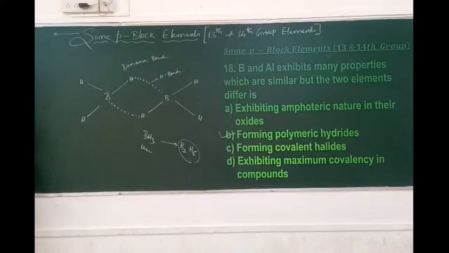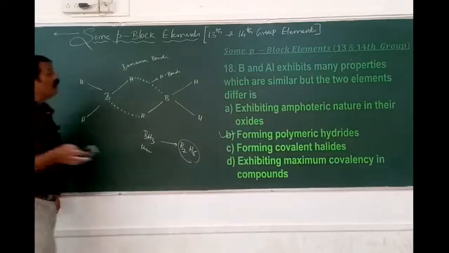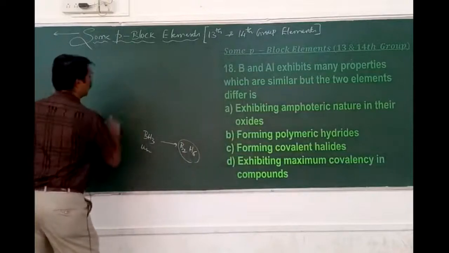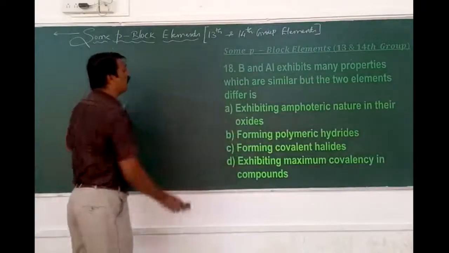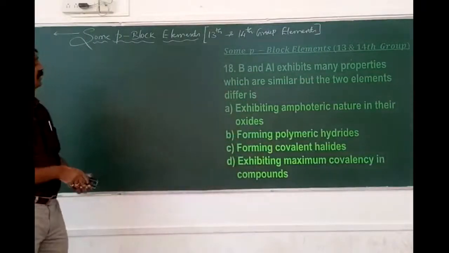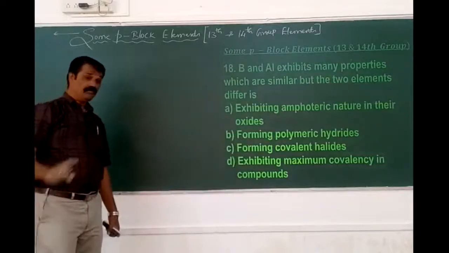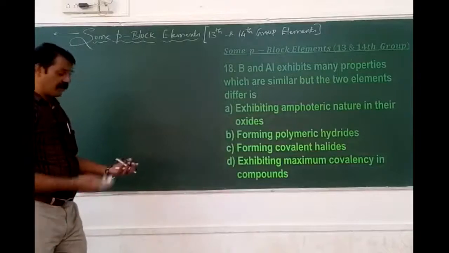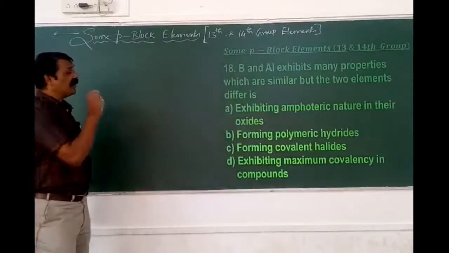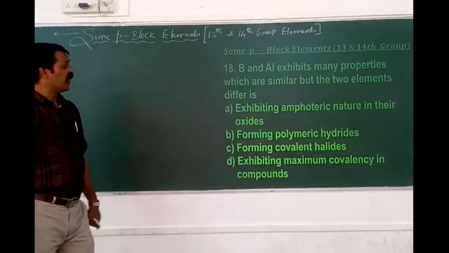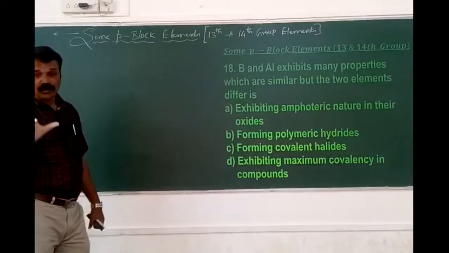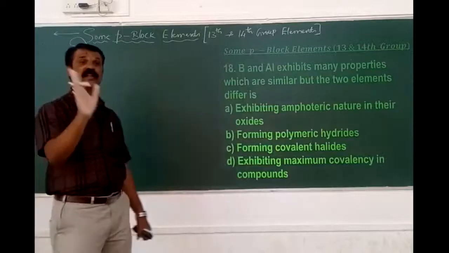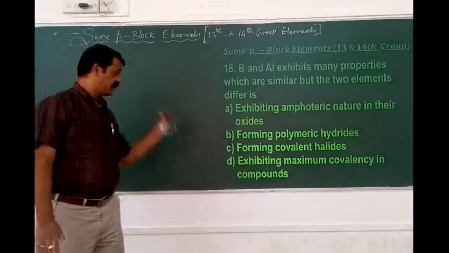What's that? 18th. Boron and another one, aluminium, exhibit many properties which are quite similar, but the 2 elements differ. Boron and aluminium can have similarity in most of their properties, but they differ in what? Exhibiting the amphoteric nature in their oxides. Both boron oxide and aluminium oxides are amphoteric. They are the best examples because they can dissolve not only in the acid but also the what? Base. Yes, that is right.